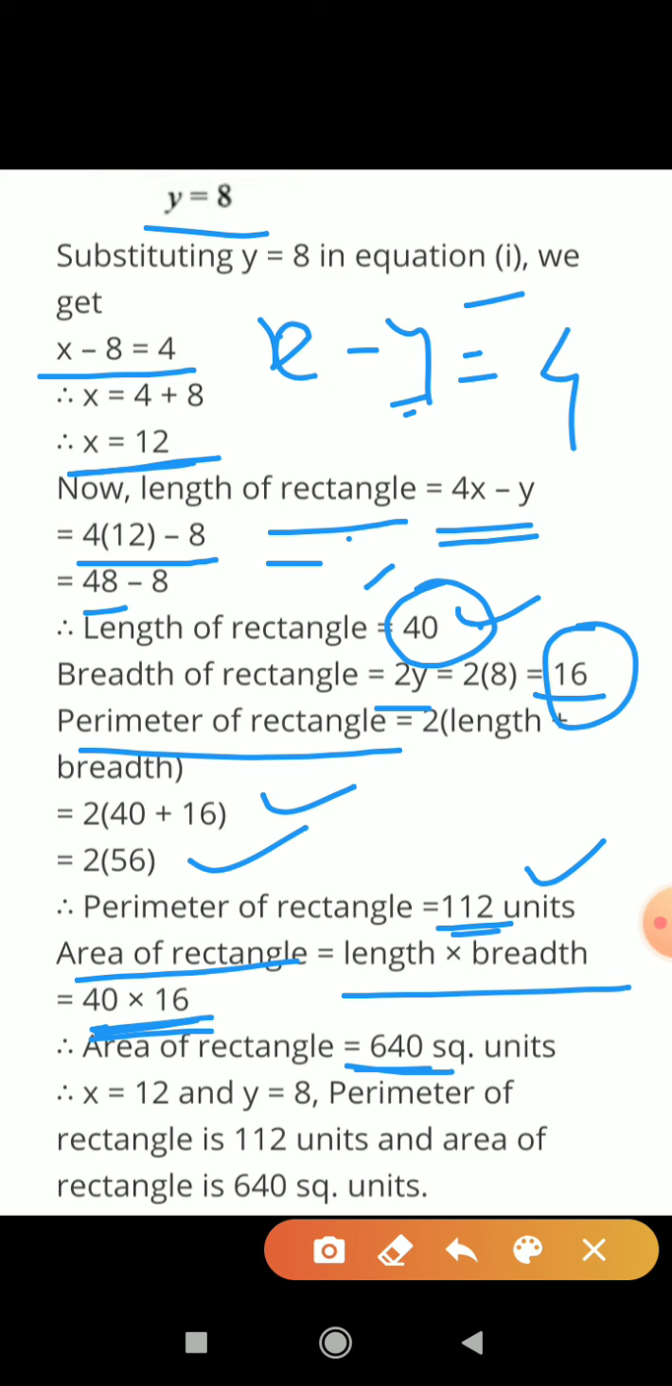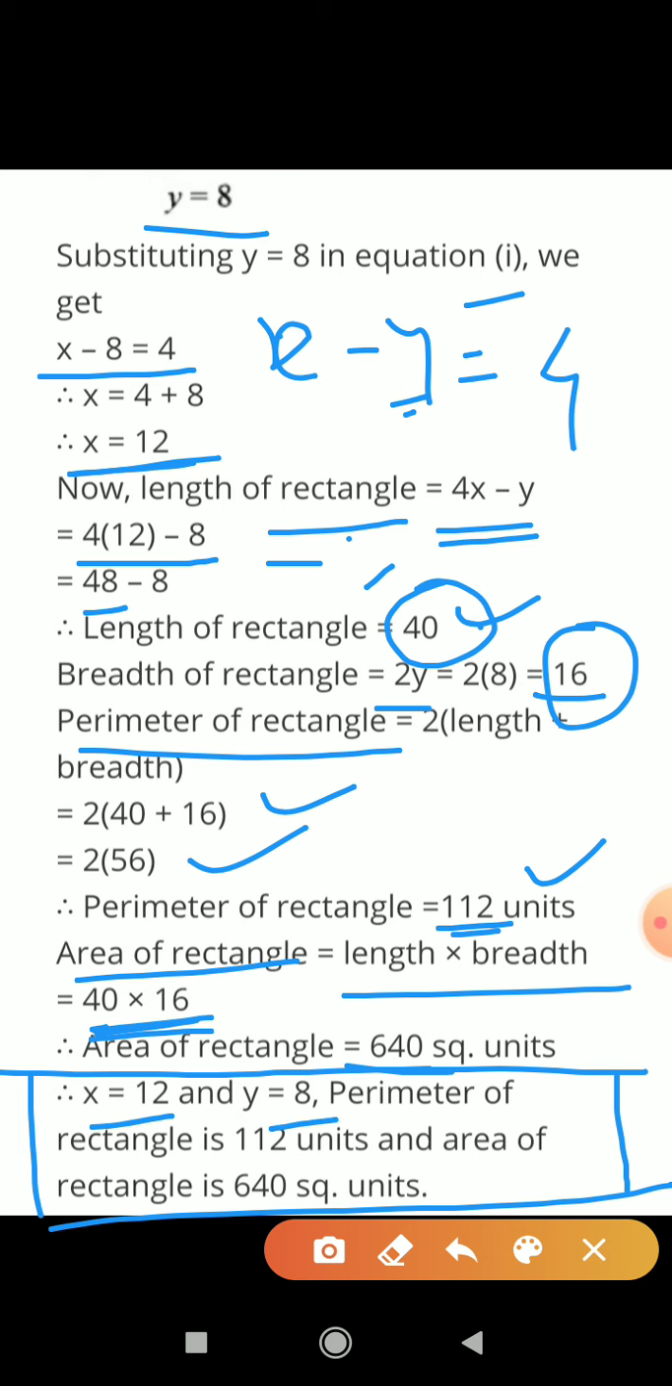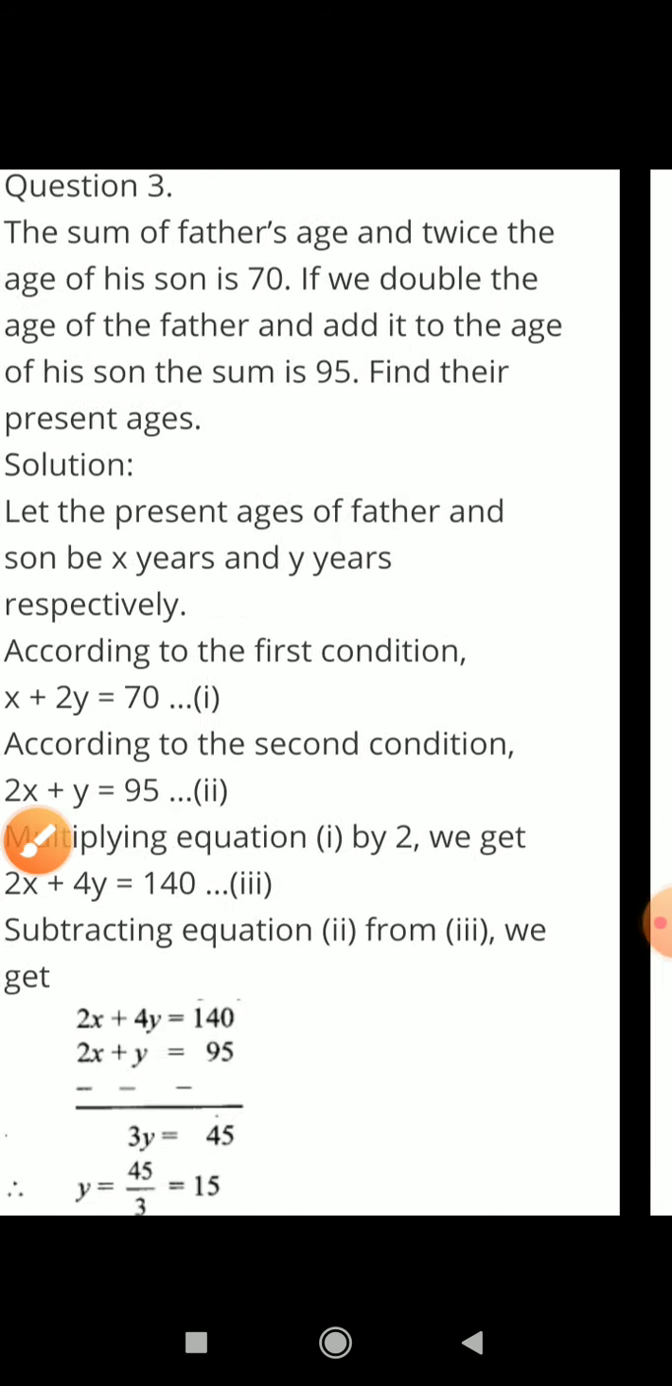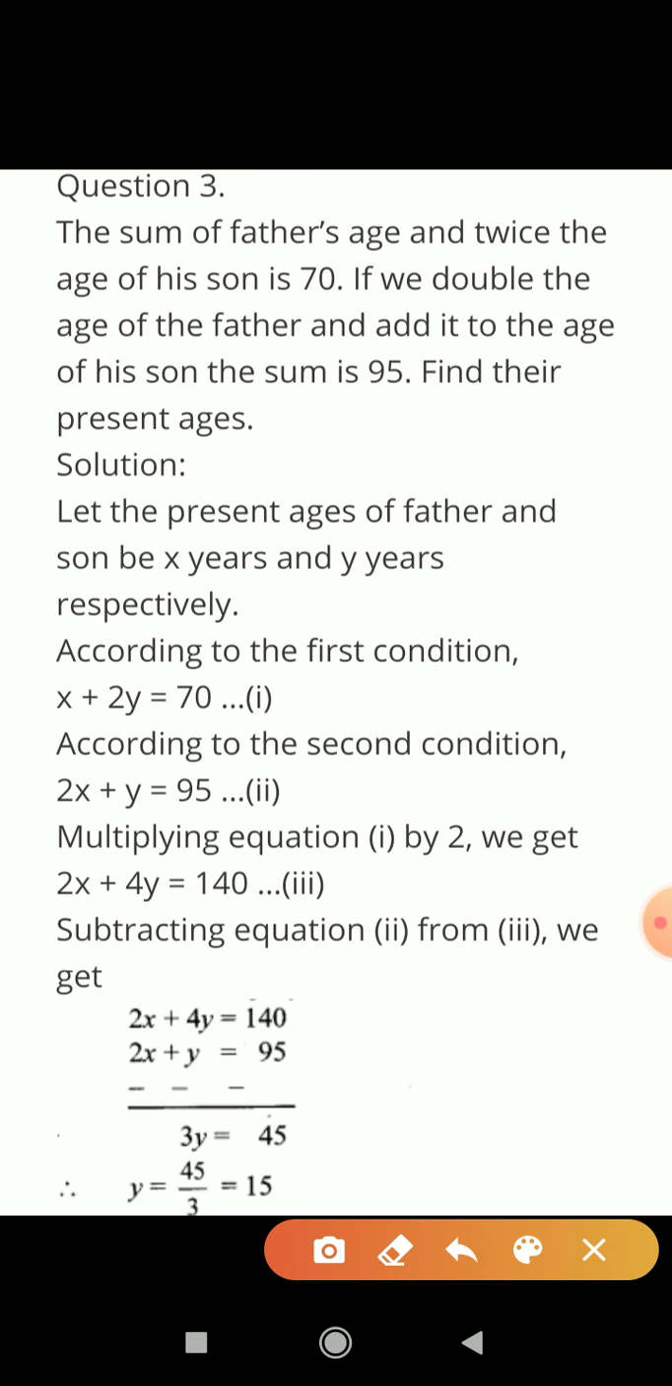So thus we find the answers of these three questions, that is x and y, and perimeter and area. The value of x is 12, the value of y is 8, the perimeter of the rectangle is 112 units and the area is 640 square units. Okay, so this is our question number 2. Then the next question, question number 3.